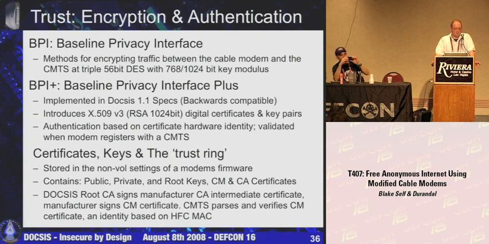They contain a public key, a private key, a root key, a CM certificate, and a CA certificate. The CA certificate is a manufacturer's certificate, which an ISP can actually get from CableLabs. They can buy a CA certificate for themselves, and then issue their own certificates for all of their modems. One important thing too is that CMTSs, by default, actually accept self-signed certificates. So this is really important, because we can essentially create our own certificates and tell the CMTS, hey, I am who I say I am, even though the MAC is not provisioned at all.